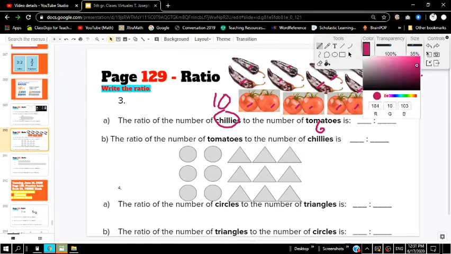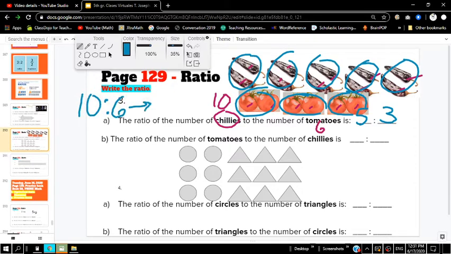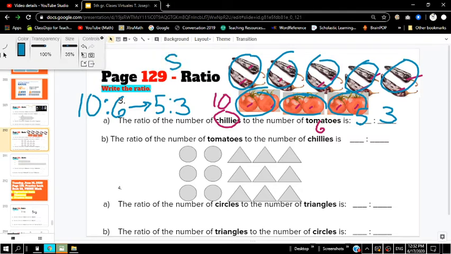So we're going to actually simplify these numbers. And by doing that, we can just easily group the numbers. So the chilies, we can group them into groups of 2, right? 1, 2, 3, 4, 5 pairs or 5 groups. So we have 5. And the tomatoes, we have 1, 2, 3 pairs. So our ratio is 5 to 3. In other words, 10 to 6 is the same as 5 to 3. It's just a simplified ratio, okay? When in doubt, make sure you simplify the ratio. Make sure you make that ratio very simple, okay?